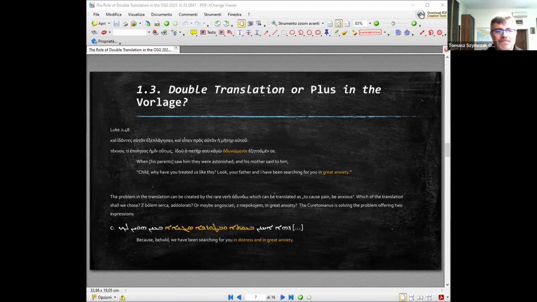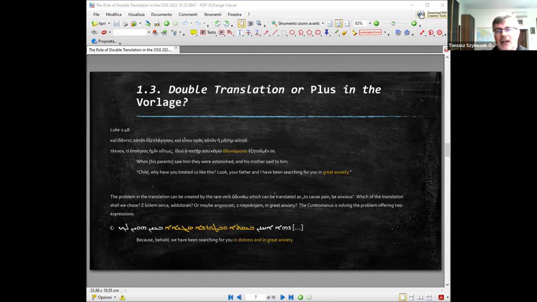Okay, it could be a great example of double translation if Codex Bezae and other Latin manuscripts did not have a variant reading. We have a variant reading in Codex Bezae: idou ho pater kago odinomenoi kai lupoumenoi ezetoumen se. We cannot speak here of genuine double translation because at least one Greek manuscript reads odinomenoi kai lupoumenoi, two words indicating the emotional state of Mary and Joseph as they search for Jesus. So the Syriac may simply reflect a plus in its Greek Vorlage rather than a translational doublet.